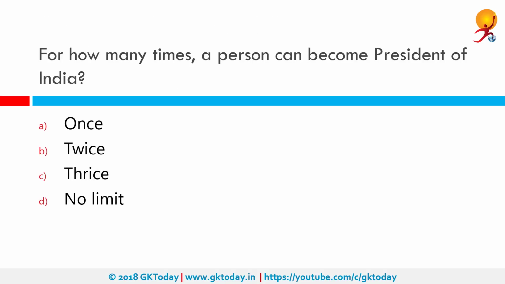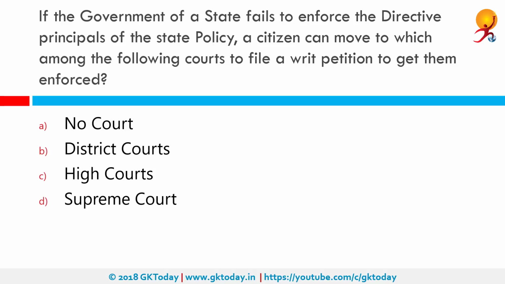For how many times a person can become the President of India? The correct answer is it has no limits. As per Article 57, on eligibility for re-election, a person who holds or who has held office as President and is subject to all other provisions of the Constitution is eligible for re-election to the office.